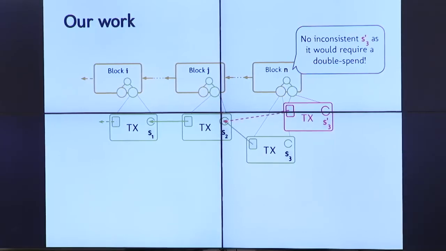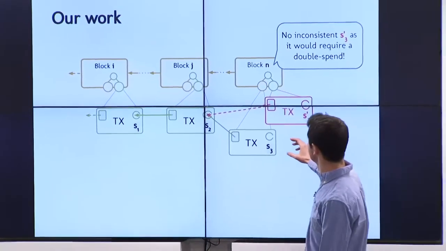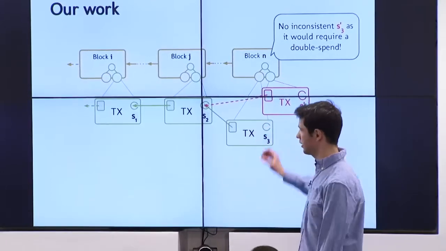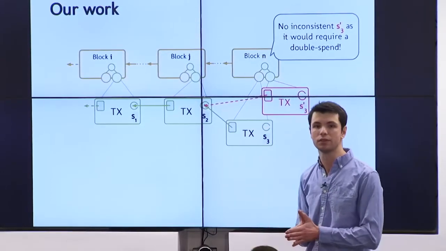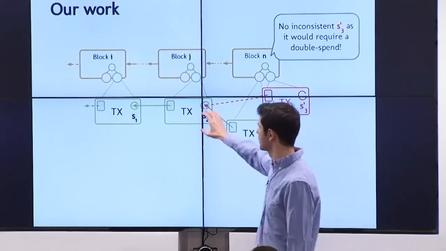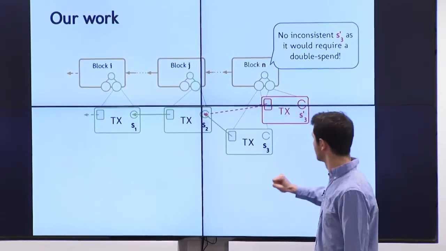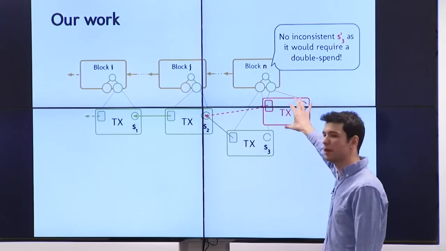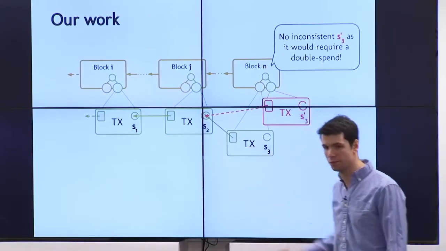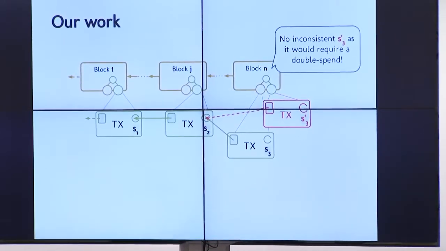So our work just says, look, instead of issuing transactions in an uncorrelated fashion, just do the following thing. Every transaction you issue should spend the previous one. As a result, if someone wants to equivocate about the third statement, they have to double spend, like I said before.